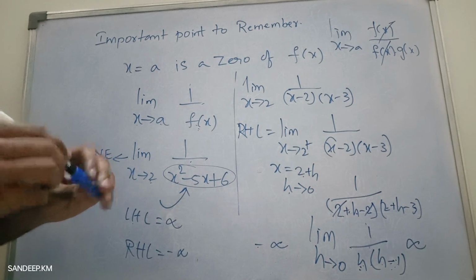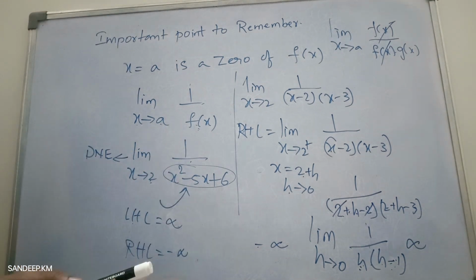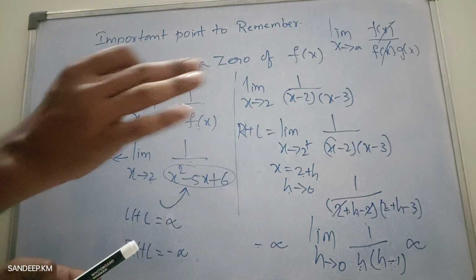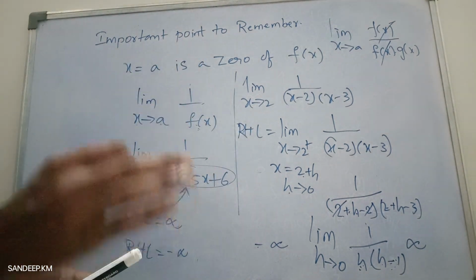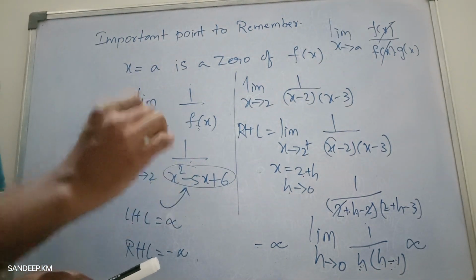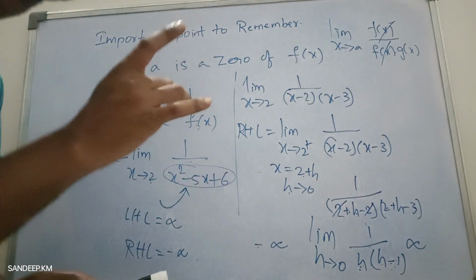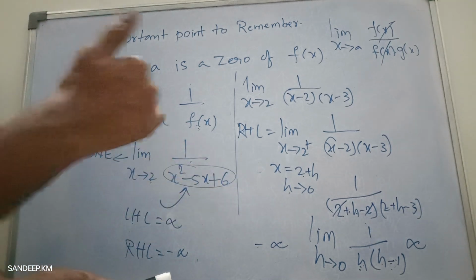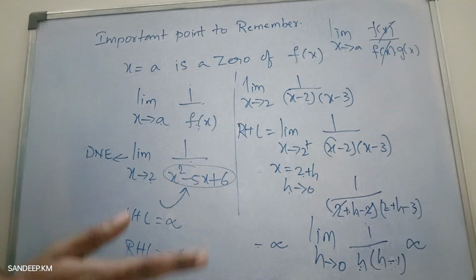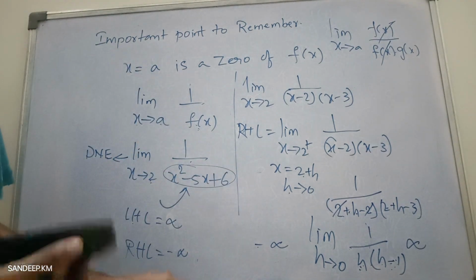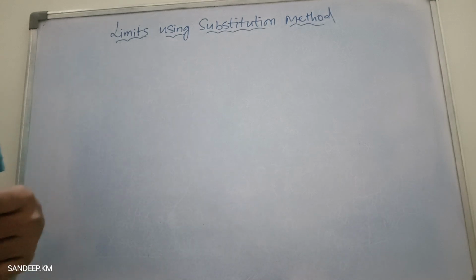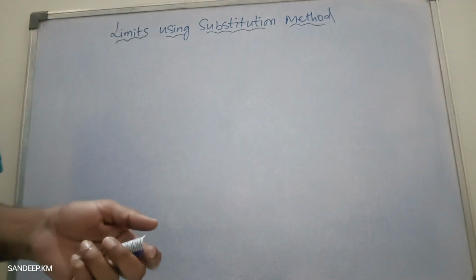Now let us see one of the basic methods used to calculate limits. This method is called the substitution method. It is not just a basic method, it is a very important method, because when the substitution method does not work, that method itself will tell you which other method you have to choose. We will discuss the other methods in the next video. In this video, let us discuss the substitution method. It is a very easy method.